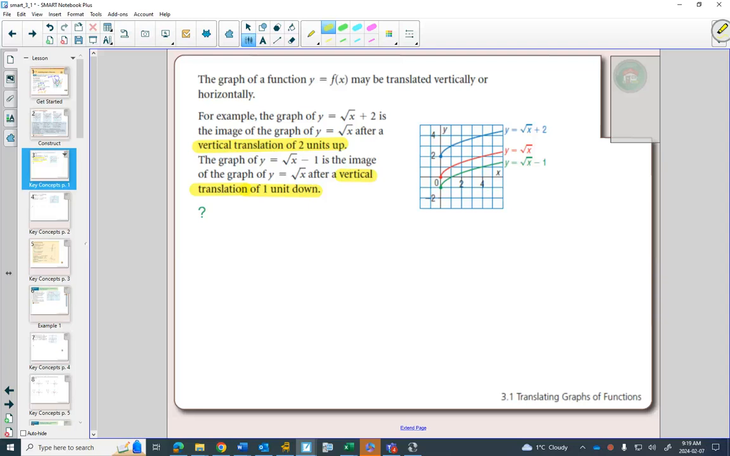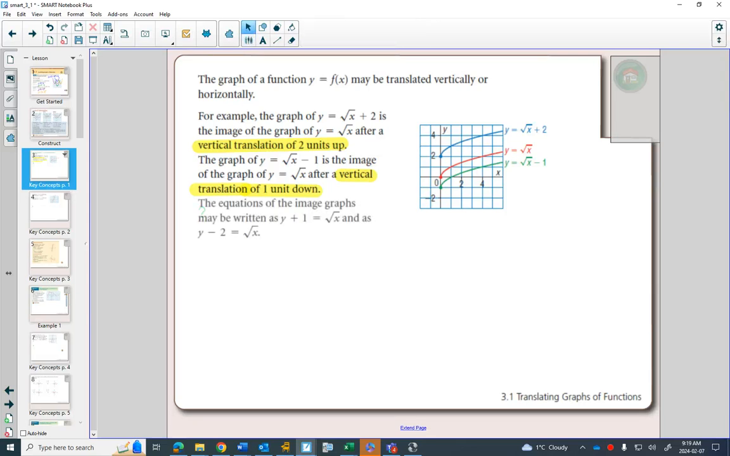One thing that happens in the grade 12 course is that they really want you to improve your communication skills. So there will be some questions that say explain or describe, and you have to use words. So we're going to try to learn the proper terminology for describing things. So instead of saying it moved up 2, we might say there's a vertical translation. Translation is when things are shifted or moved up, down, left, and right.